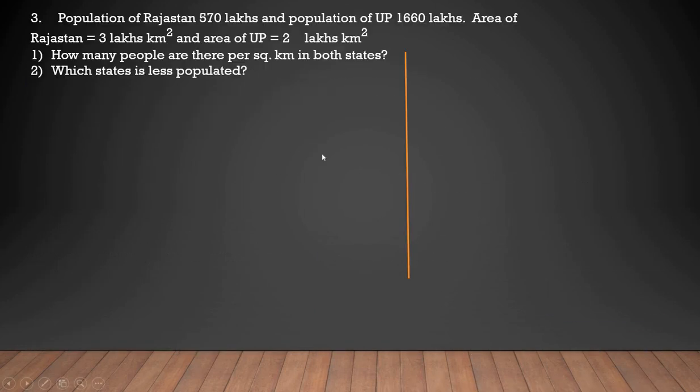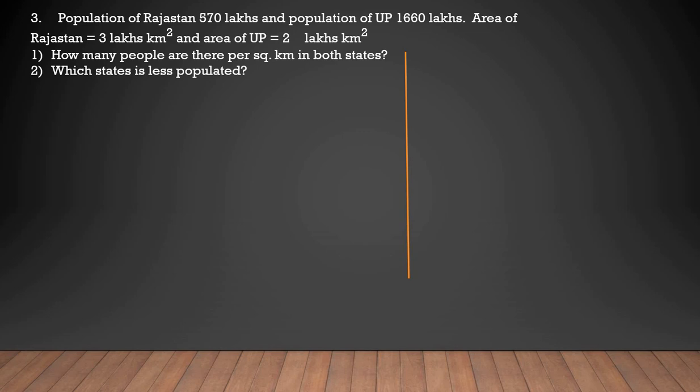Here is question number 3 from exercise 8.1. The population of Rajasthan is 570 lakhs and the population of UP is 1660 lakhs. The area of Rajasthan is given as 3 lakh square kilometers and the area of UP is given as 2 lakh square kilometers. So how many people are there per square kilometer in both the states? And the second question is, which state is less populated?